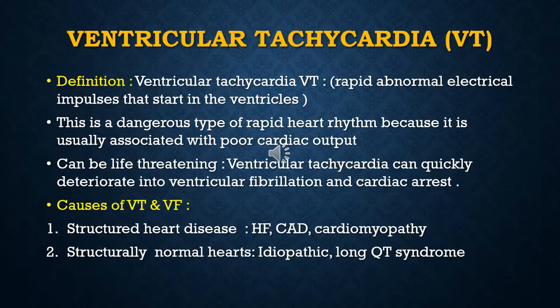Now we will start the second type of arrhythmia of our lecture, which is ventricular tachycardia. I hope you understand PVCs, as we will complete on it. What is meant by ventricular tachycardia? Ventricular tachycardia is rapid abnormal electrical impulses that start in the ventricle. This is a dangerous type of rapid heart rhythm because it is usually associated with poor cardiac output and can be life-threatening. Ventricular tachycardia can quickly deteriorate into ventricular fibrillation and cardiac arrest. So it is a dangerous type of arrhythmia.